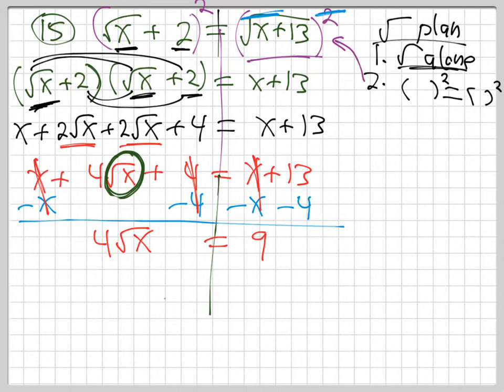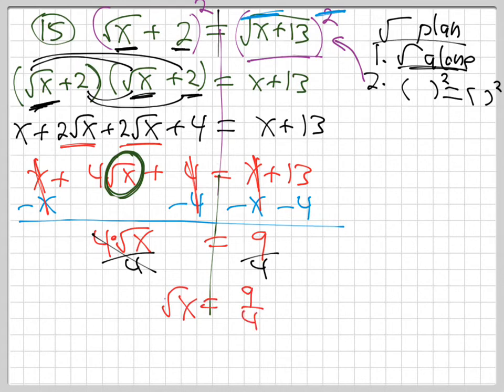Quick question: why did you just minus that? Between the 4 and the root, there's multiplication, so let's divide it off of there. Divide by 4. Divide by 4. Boom. So root x is 9/4.